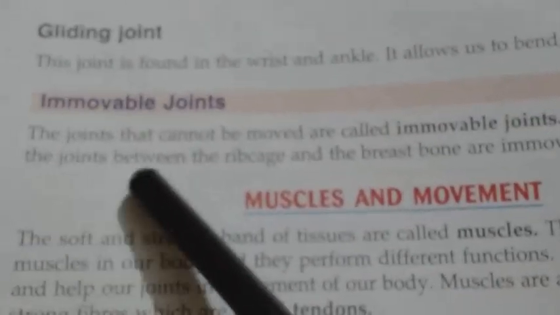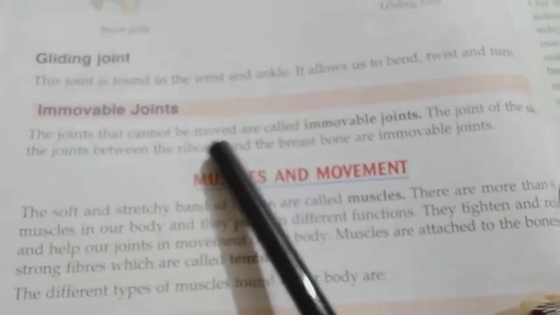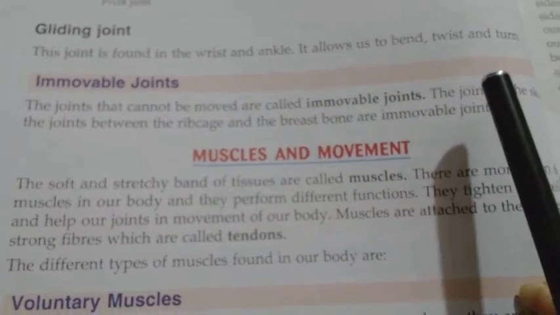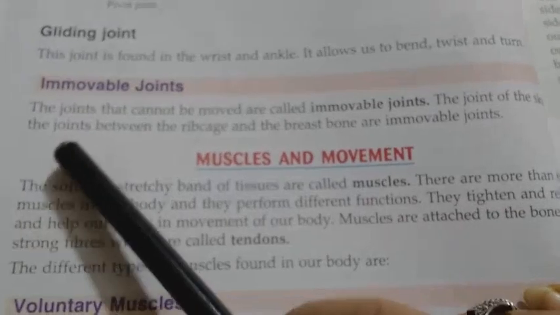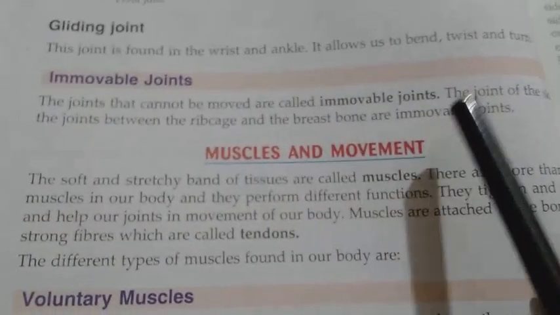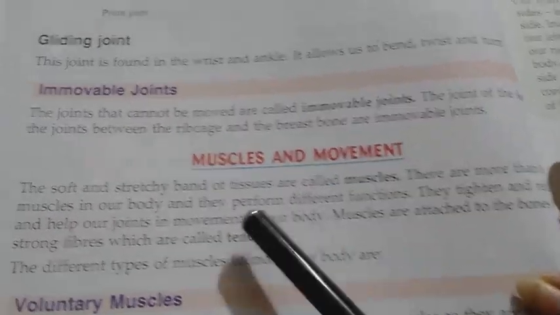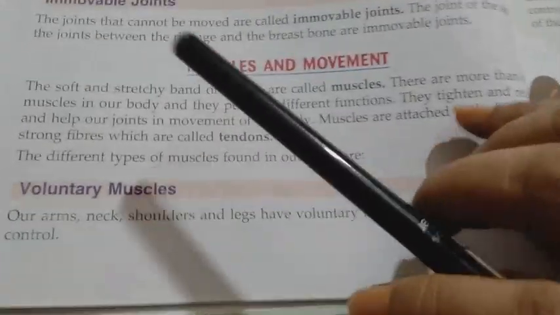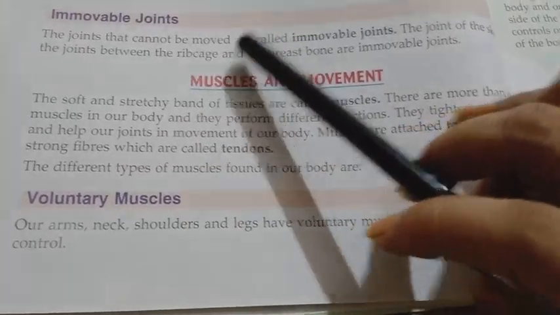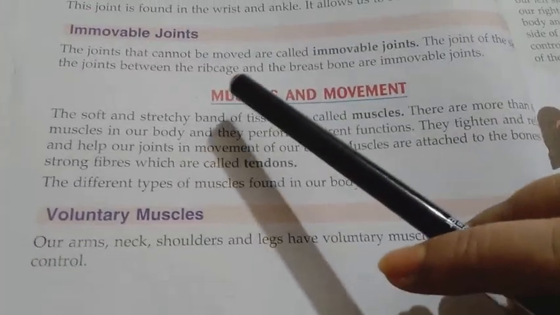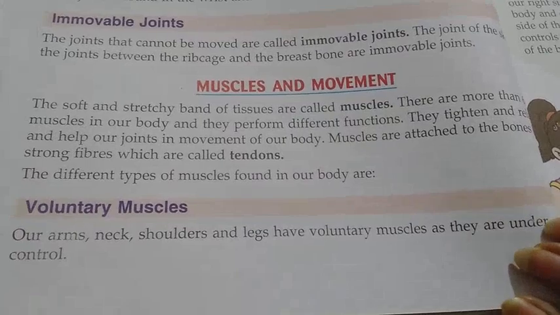Now, immovable joints. The joints that cannot be moved are called immovable joints. The joints of the skull and the joints between the rib cage and the breastbone are immovable joints. You cannot move this type of joint. They are immovable, so they are called immovable. The skull joints and rib cage joints, etc., are immovable joints.